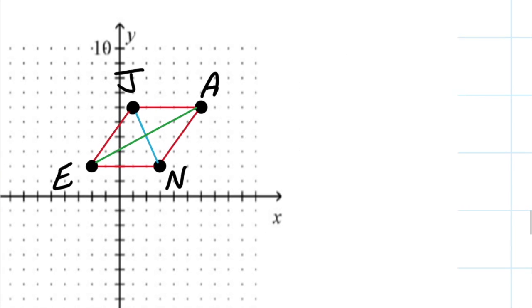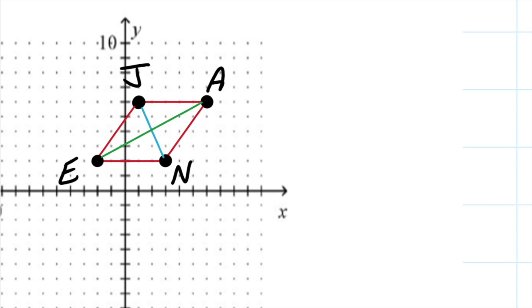So over to the side here, try and keep everything on the screen at once, I'm just going to find the slopes of each of these. From J to N, I can think about rise over run again. I'm going down 1, 2, 3, 4, and over 2. So down 4 is negative 4, over 2. Negative 4 over 2 is negative 2.